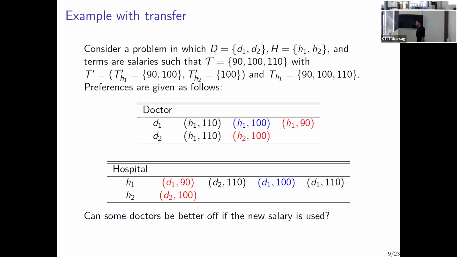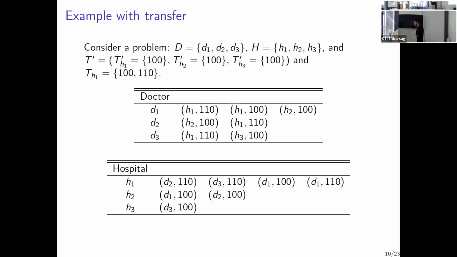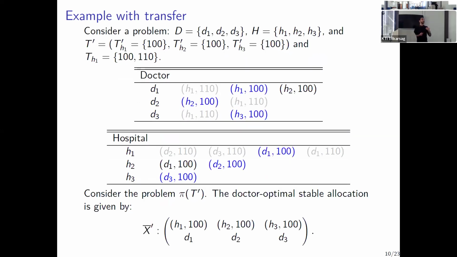And maybe some of you may wonder what happens if the term is used? Because here we can see that the salary of 110 is not used by doctors. But even if the term is used, I consider a new example in which I have 3 doctors, 3 hospitals, same story. I consider salary here 100 and 110. Once again, hospital H1 can only offer a salary of 100. Hospital H2 and H3 can also offer only 100.